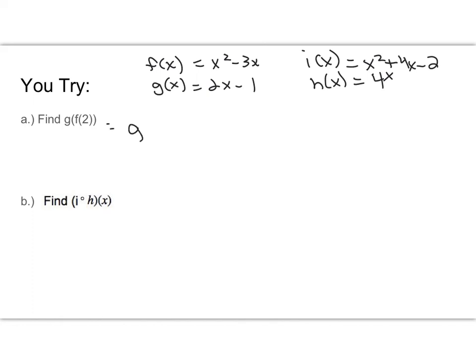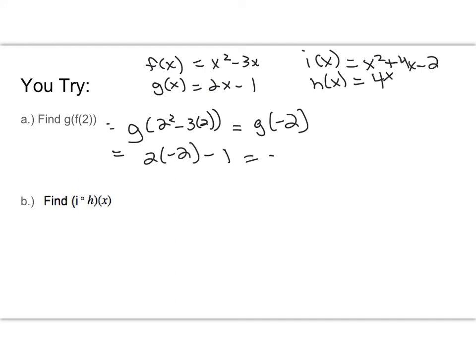Okay, so g of f of 2 would be 2 squared minus 3 times 2. That gives me 4 minus 6, which would be negative 2. G of negative 2 is going to be 2 times negative 2 minus 1, which is negative 4 minus 1, so that's negative 5.